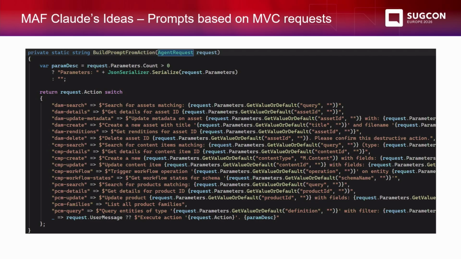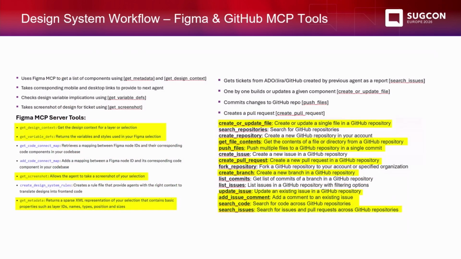So when I've asked Claude to go and implement all of those ideas, you can see I've asked it to build an MVC application with a UI that people can either select what they want to do or give inputs. And based on that, it's got a switch that it's going to run these different prompts. So it's got DAM search, DAM create, CMP search, CMP create. And then you could ultimately do anything you can dream up.